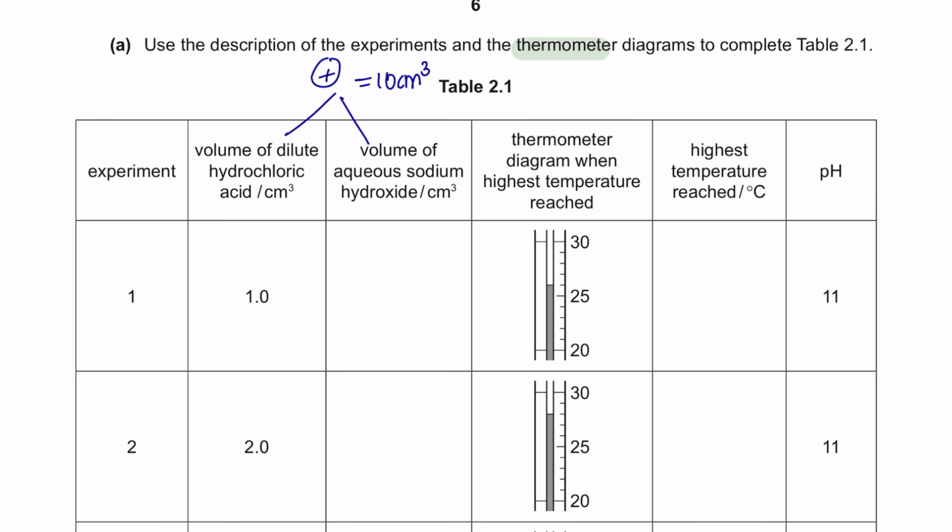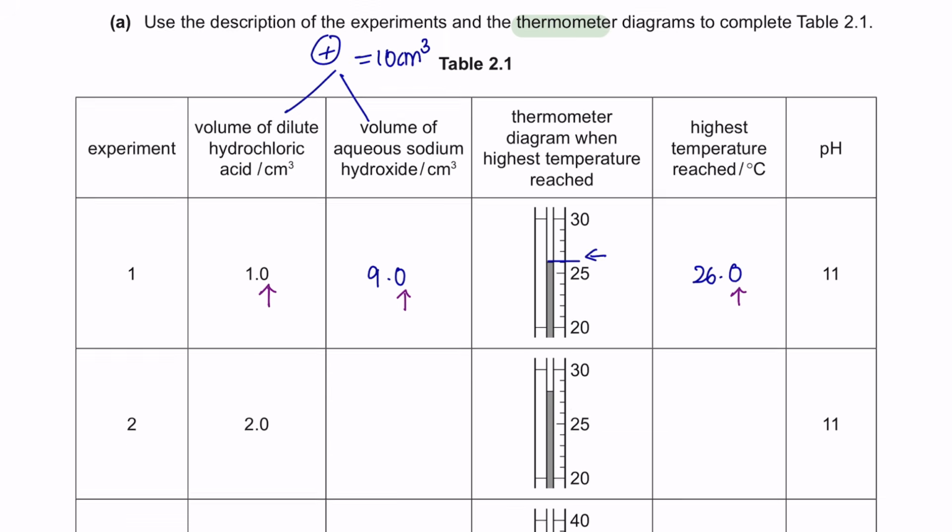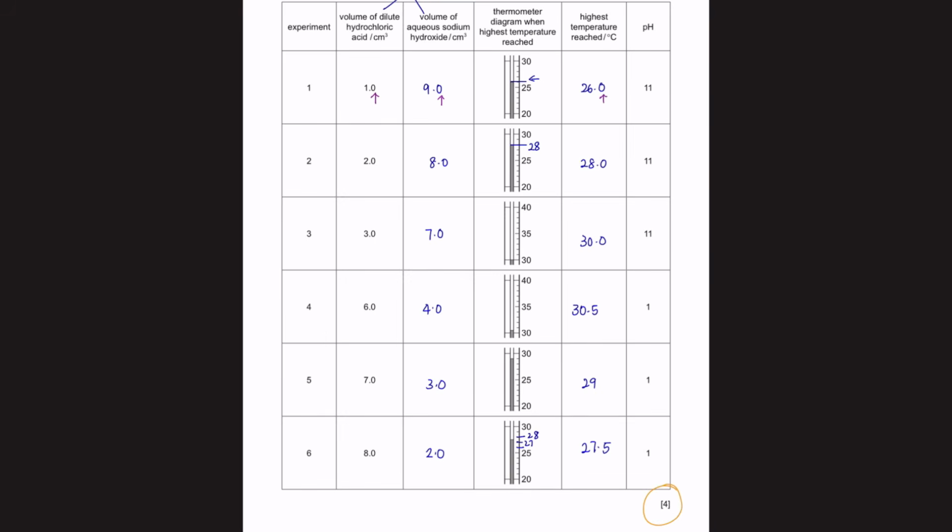For the first experiment, the volume of aqueous sodium hydroxide was 9 cm cubed, and the temperature here is 26.0 degrees Celsius. Since the existing value in the table comes with 1 decimal place, I'll do the same for the temperature. Now we'll just repeat the same step until experiment 6. These 4 marks can be easily obtained, so please do not make any mistakes in reading your scales or filling up the volumes from your experiment instruction.